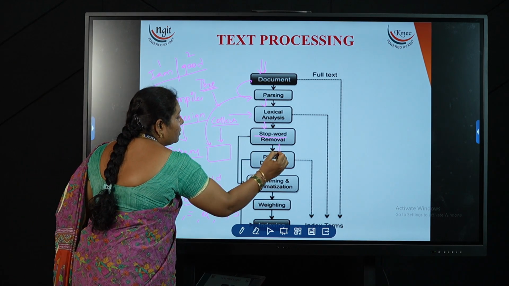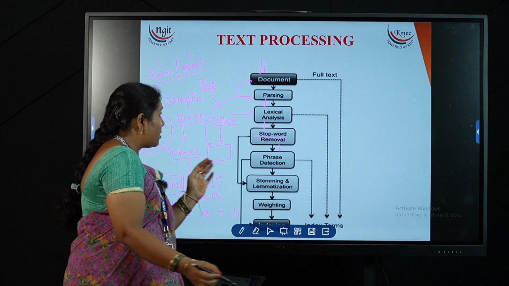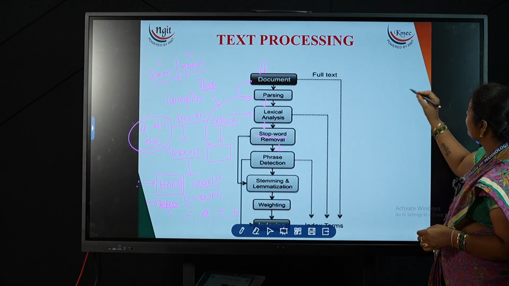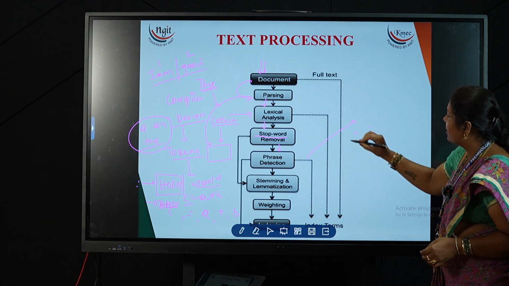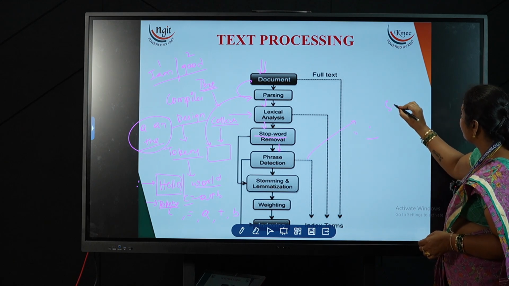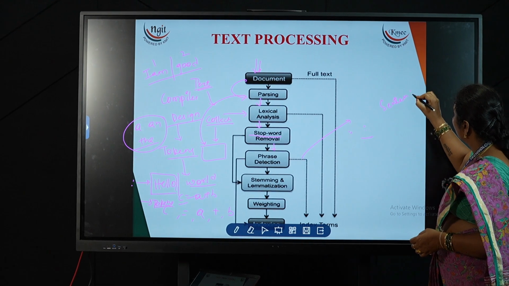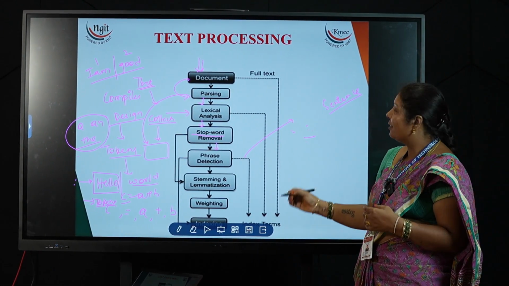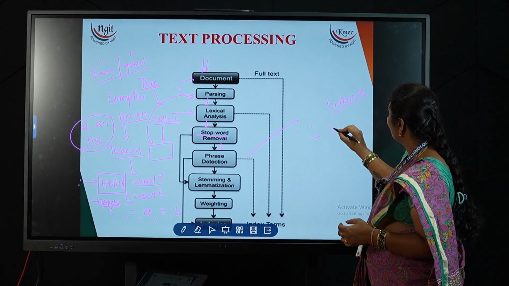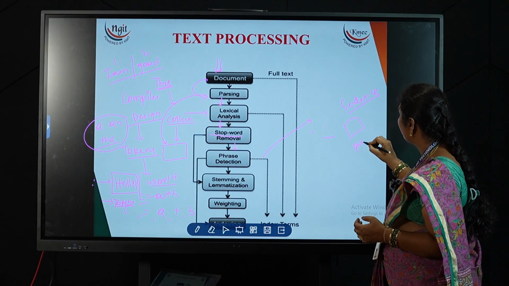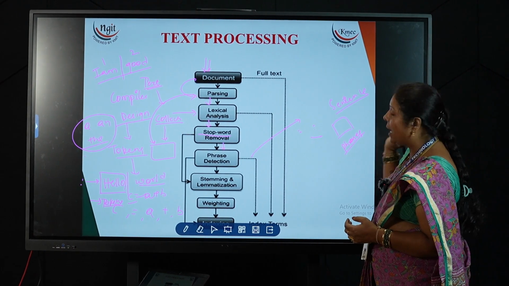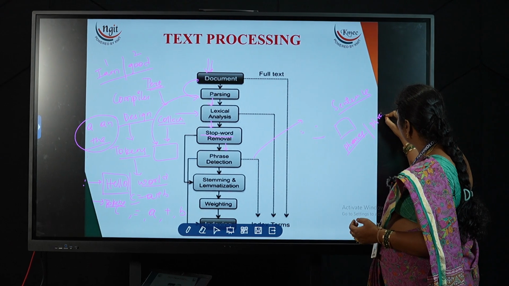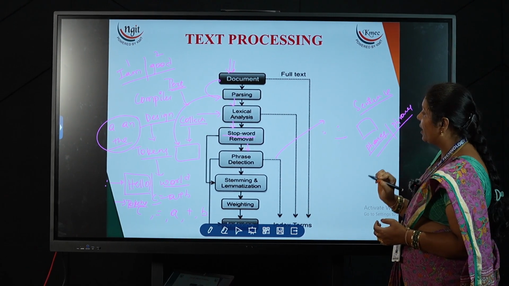Then you have to go for phrase detection. Coming to this particular sentence, what is meant by phrase detection? If you write one sentence, you will have the phrases. What is the important part of this particular sentence? These phrases you have to divide into phrase 1, phrase 2, like that.